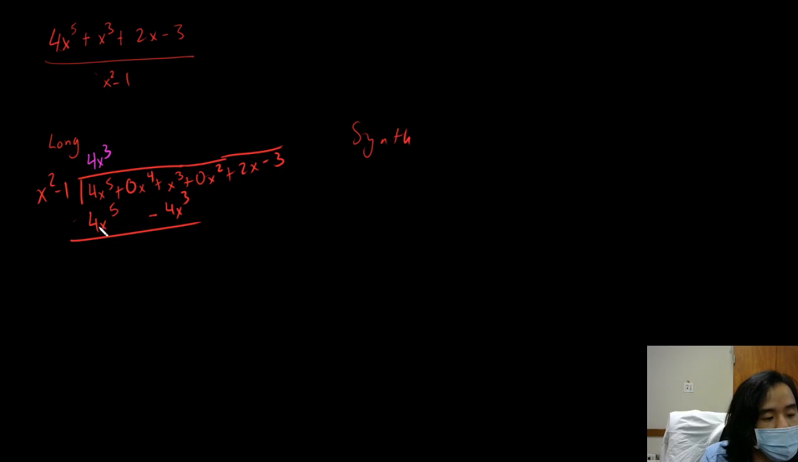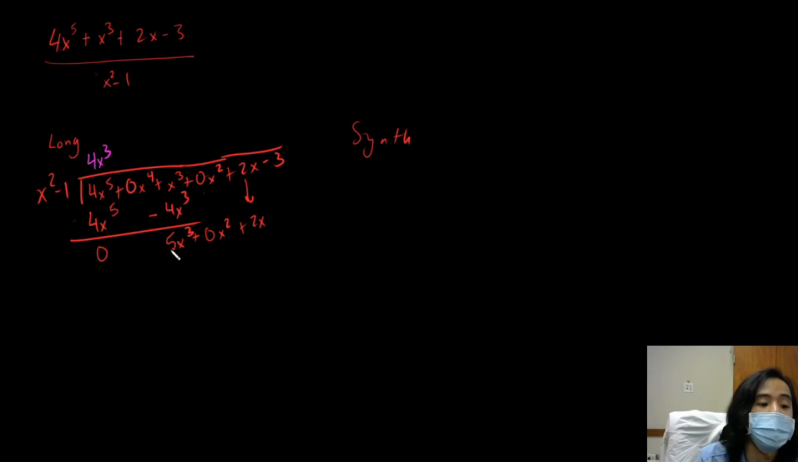So 4x to the fifth minus 4x to the fifth, that's 0. X to the third minus 4x to the third, that's 5x to the third. So the next thing we're going to do is bring anything down. So we're going to bring the 0x squared down. And we're also going to need to bring this 2x down as well. So let's do the next step.